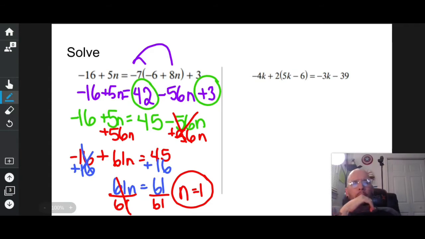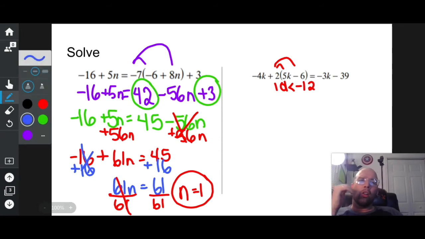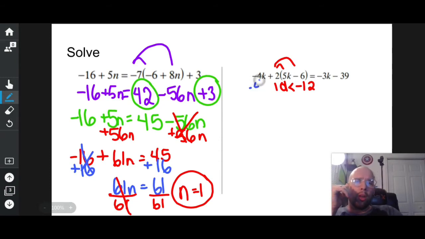Similar type of problem over here on the left. It looks like I have distributive property right away, so I'm going to handle that right away. 2 times 5k is 10k. 2 times negative 6 is negative 12. On the left side, along with all that, I have negative 4k. So I have negative 4k plus 10k minus 12 equals negative 3k minus 39. That looks awful. So this whole line looks terrible, but that's all right. I'm going to fix it right now.